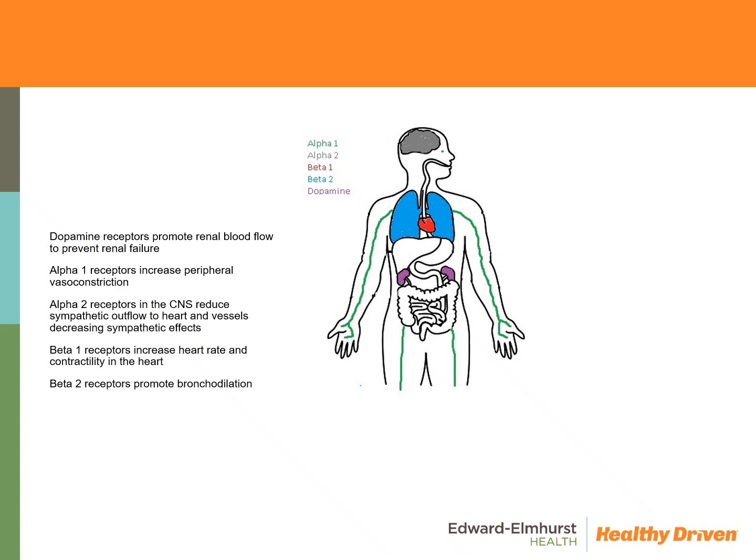So here's a little picture I drew for you guys, showing kind of where all of those receptors affect. So your dopamine receptors promote that renal blood flow to prevent that renal failure. Alpha-1 receptors increase peripheral vasoconstriction, so those are the green ones, kind of all those distal vessels. Alpha-2 receptors are in the CNS and reduce sympathetic outflow to heart and vessels, decreasing sympathetic effects. Your beta-1 receptors increase heart rate and contractility in the heart. Your beta-2 receptors promote bronchodilation. So I always remembered the beta receptors as beta-1, you have one heart, and beta-2, you have two lungs.